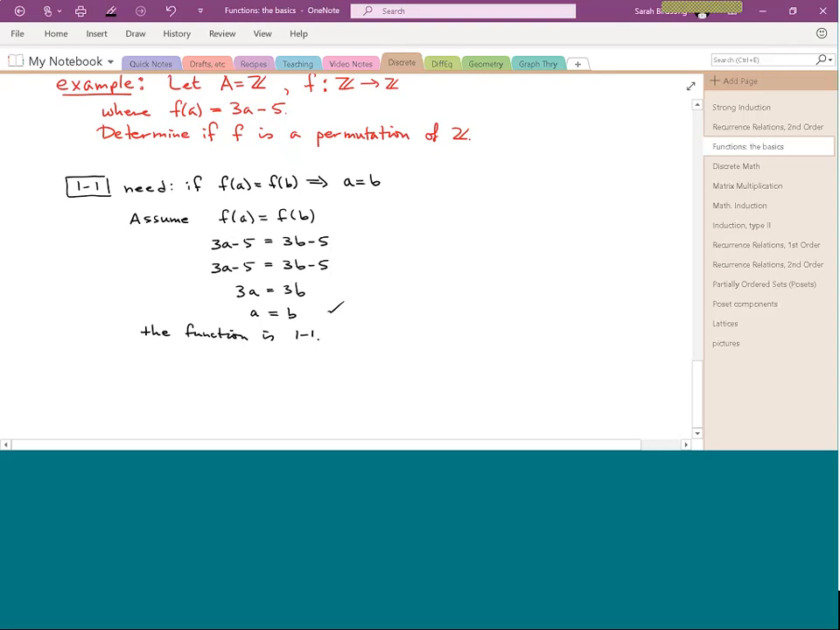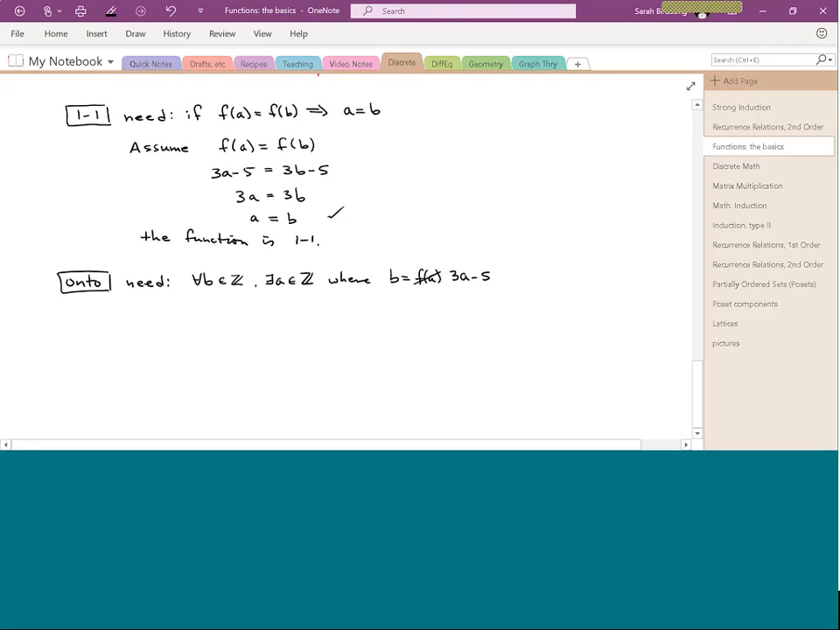Now, here's what you do. With onto, you typically have scratch work. Okay, it's something that you would put to the side, that's not actually part of the logical flow, but you have to do a little bit of scratch work so you can get to writing this up. Okay, so scratch work.